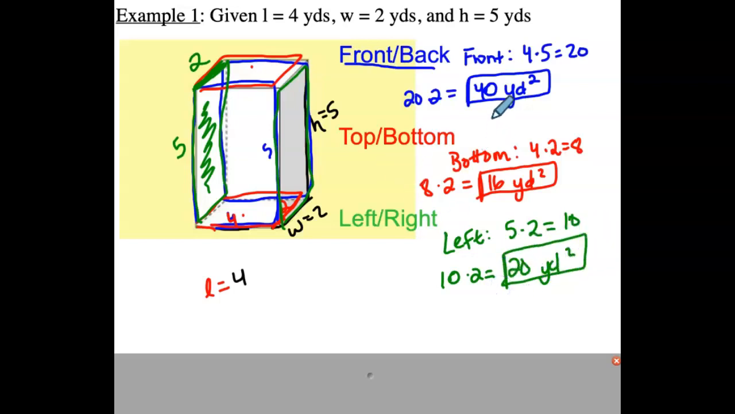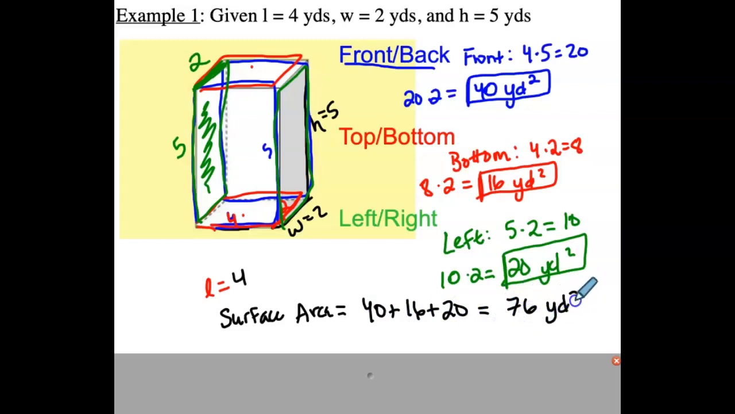Well, we've successfully found all 6 sides together then. We've got the front and back are 40, the top and bottom are 16, and the left and right are 20 total. So now all we have to do is, for surface area, is add them all together. We've got to do 40 plus 16 plus 20, which should give us 76 square yards.